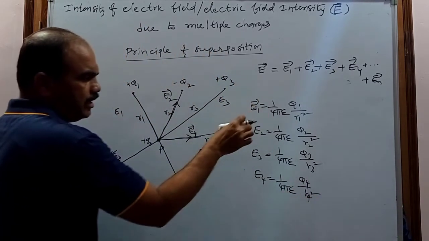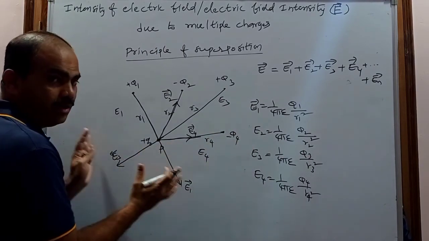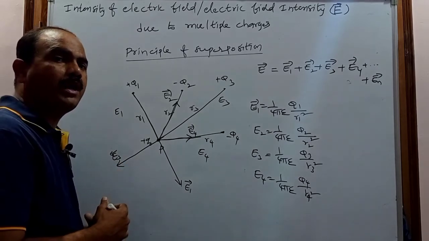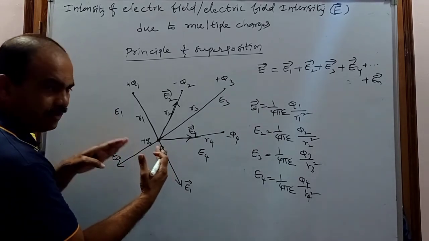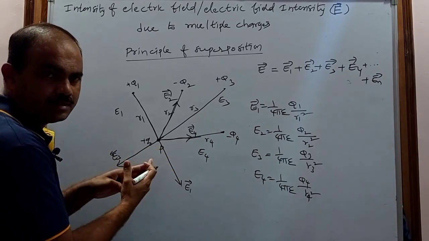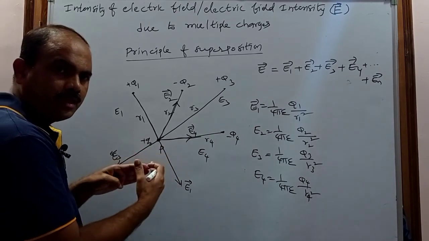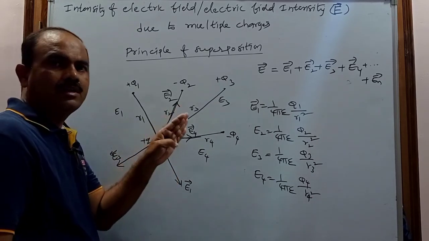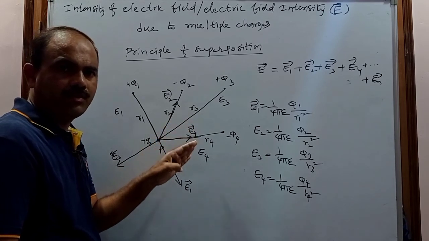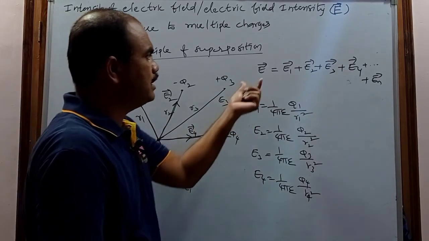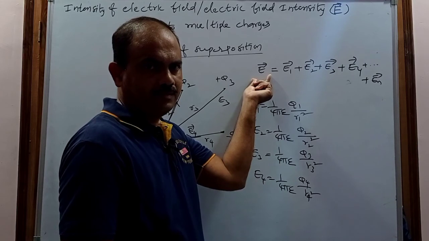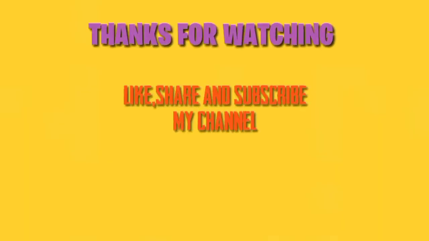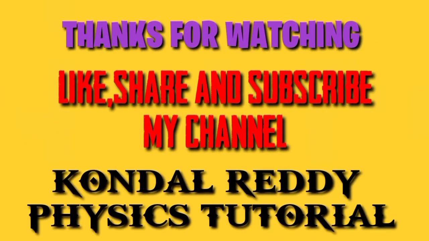After finding E1, E2, E3, we have to add the vector sum. The vector sum is found by using the parallelogram law of vectors, adding every two vectors. Every two vectors are added using the parallelogram law, and the resultant is again added with E3 or E4, and then finally you get the resultant electric field intensity. So this is about the electric field intensity due to multiple charges.